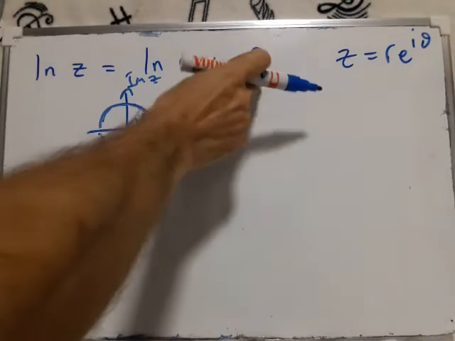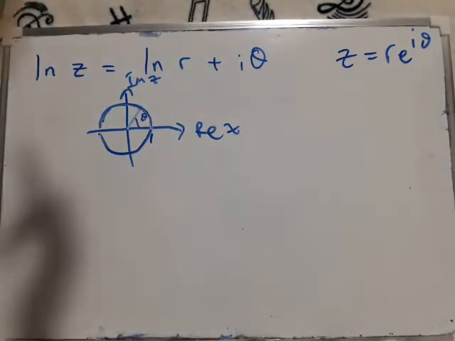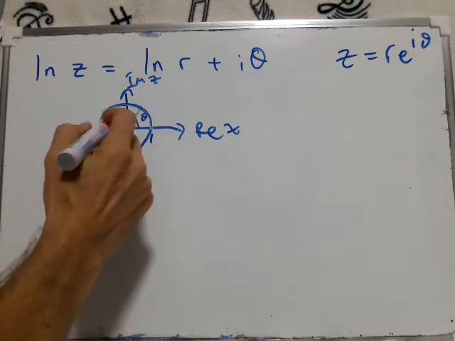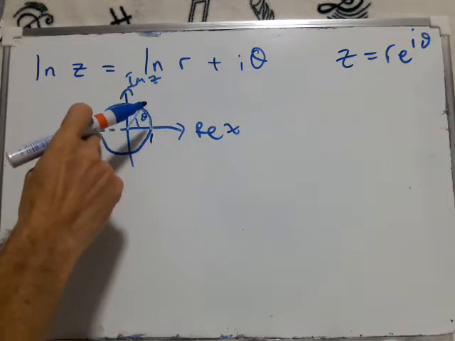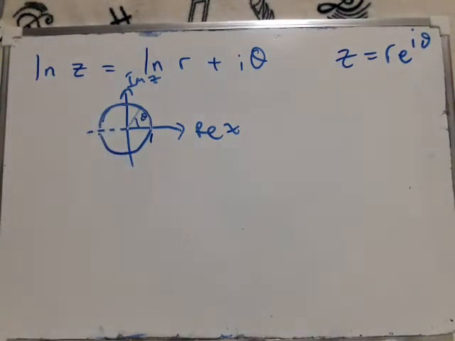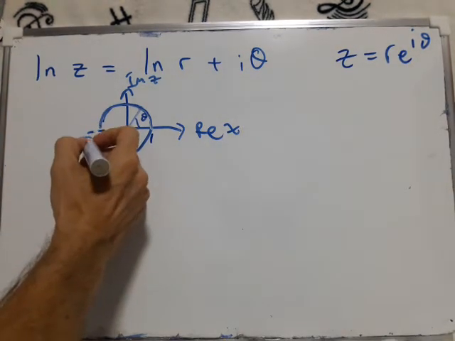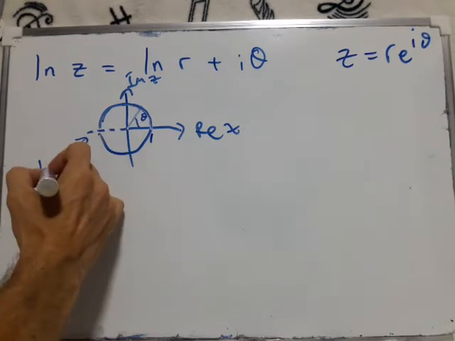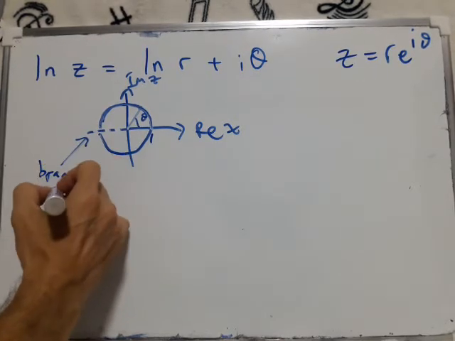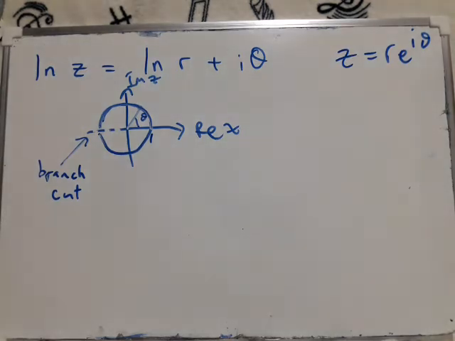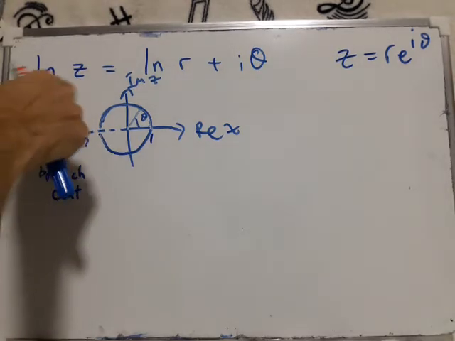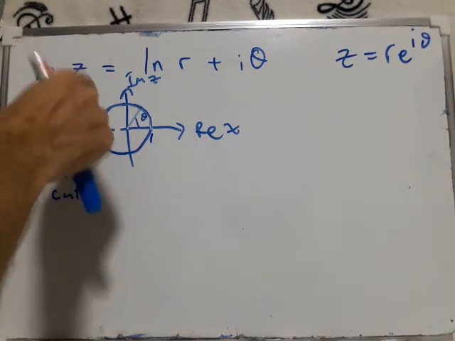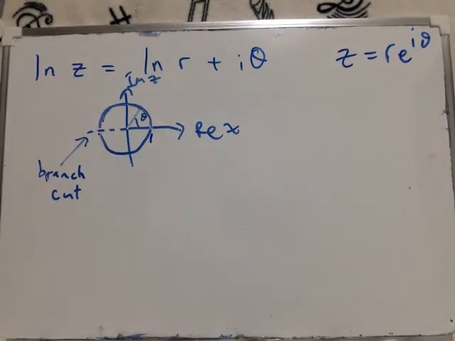So basically there's a line along which log z will suddenly jump. Now if you decide to make theta the principal argument, that line is the line theta equals pi. And we call that line a branch cut. And a branch cut of a function is a line along which there's a discontinuity, in the sense that the value of the function either side of that line jumps suddenly.